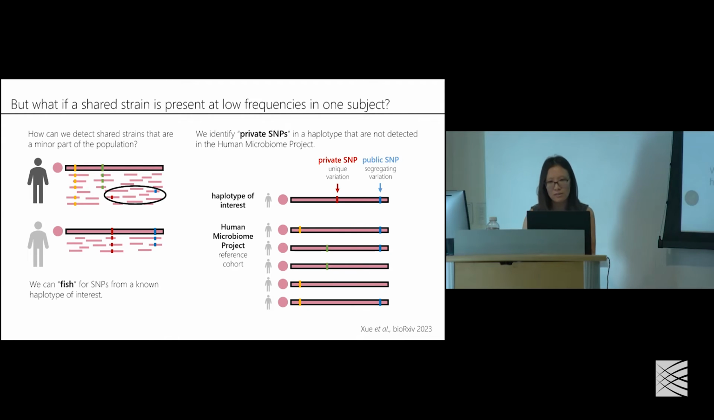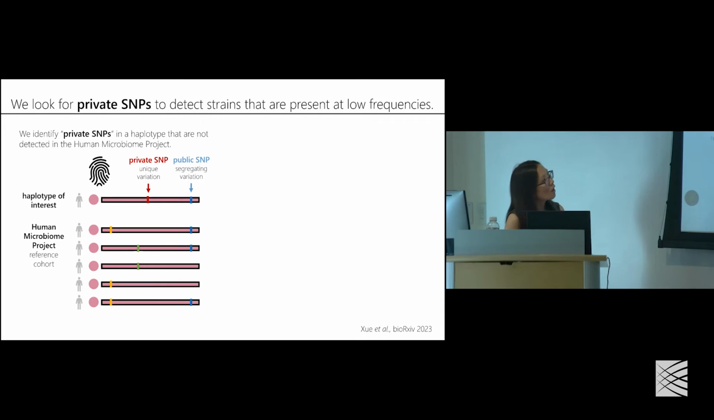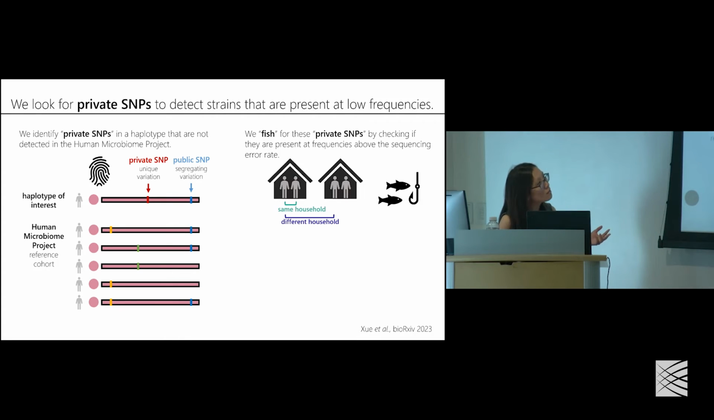And so I like to think about these sites as a unique fingerprint for that strain. It represents very recent genetic variation that we're unlikely to find elsewhere within just other circulating bacterial lineages. And so we're going to be focusing on these private SNPs in order to determine if a strain is present in a population. And so once we've identified these private SNP sites, we can then fish for these alleles and see if they're present at frequencies that are above the sequencing error rate.